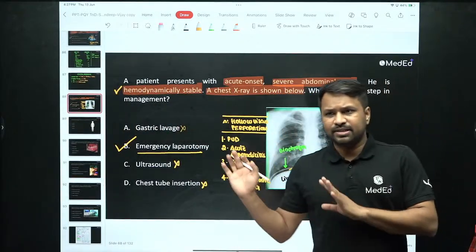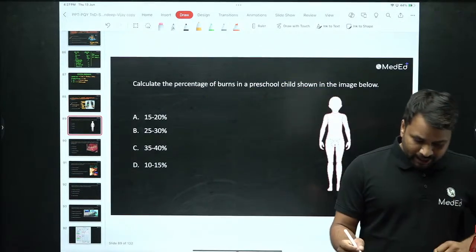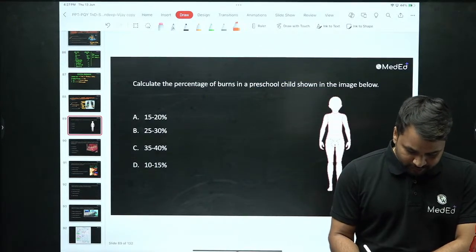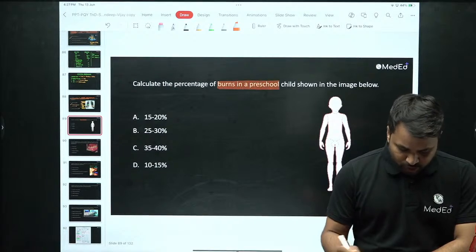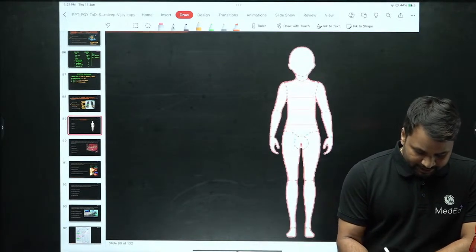We have already discussed this. This is going to be in the same context, right? Chal. So moving to the next one, calculate the percentage. That is, you have burns in a preschool child shown in the image, right? So you have the image. We have all the relevant data that is present.